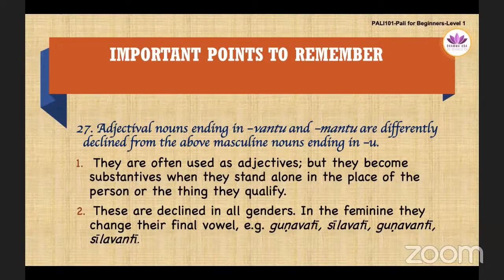They are often used as adjectives, but they become substantives when they stand alone in the place of the person or the thing they qualify. They are declined in all genders. That's again very important. In the feminine, they change their final vowel: Gunavati, Silavati, Gunavanti, Silavanti. So it's easy, we can just add i and they become Itthilinga. These are some of the points that you need to remember in this.